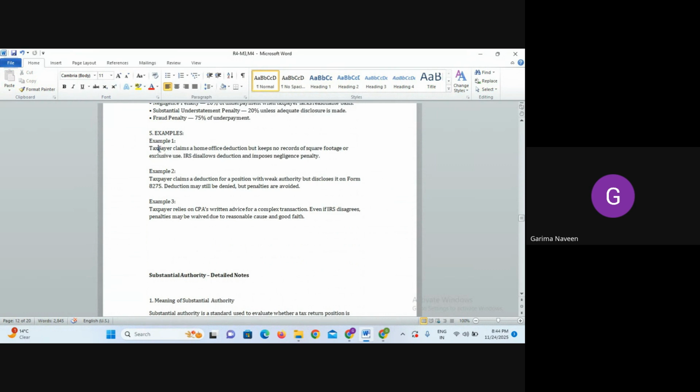For example, a taxpayer claims a home office deduction but keeps no record of square footage or exclusive use. So the IRS disallows the deduction and imposes a negligence penalty on the taxpayer. Since they do not have any accurate record of the deductions they have taken, the IRS comes to you and asks you for a certain penalty.